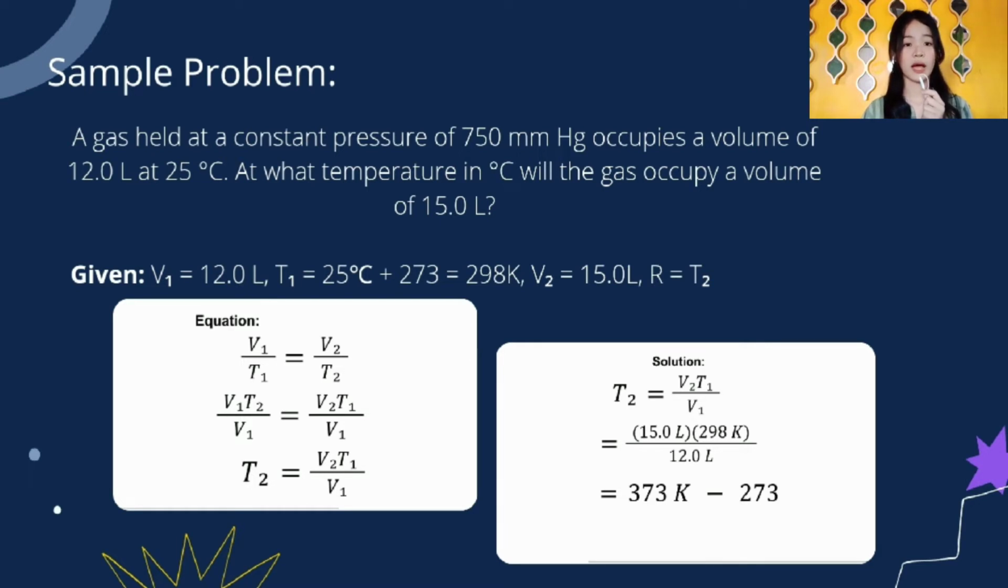Now, let's look back at the problem, and it says, at what temperature in Celsius will the gas occupy a volume of 15 liters? Therefore, by this, we are going to convert again Kelvin to Celsius, and it can be done by subtracting 273 from that value, and we have the result 100 degrees Celsius. And that's it. Our temperature as the gas occupies 15 liters is equal to 100 degrees Celsius.